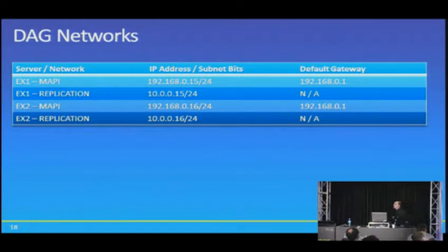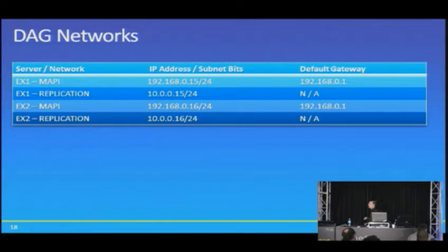Here I've got two servers in my DAG, EX1 and EX2. Each of those two servers has two NICs in it, one for the mapping network and one for the replication network. Now, there's a couple key things to keep in mind. First, the mapping network, that's my 192 network right here. The replication network is my 10 dot network. Only the mapping network will have a default gateway. None of your replication networks will have default gateways for a couple of reasons.